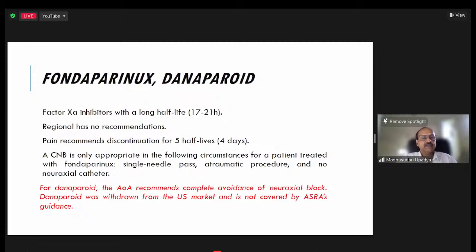Talk about the fondaparinux, and it's a factor, obviously, 10A inhibitor with a longer half-life, like about 17 to 21 hours. And for regional anesthesia, there is no recommendation, but ASRA recommends discontinuation for 5 half-lives. And a central neuraxial blockade is only appropriate in the following circumstances for a patient treated with fondaparinux: single needle pass, atraumatic procedure, and no neuraxial catheter. That is what we have been taught even after the patient's clopidogrel has been withdrawn. Single needle, preferably an atraumatic procedure. Avoid multiple punctures and try to use a Whitacre needle, which is supposed to be an atraumatic needle, and never insert an epidural catheter. All right.